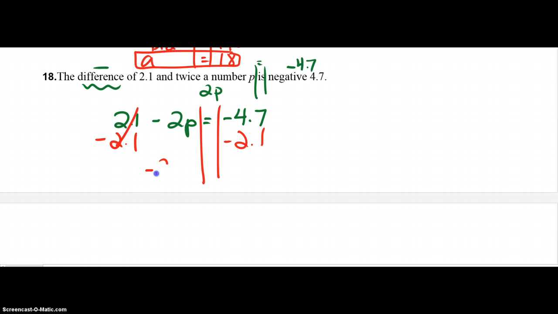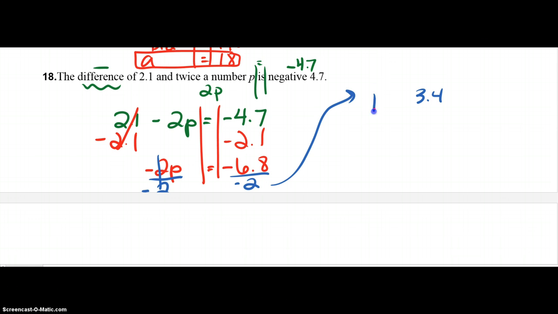And we're left with negative 2p equals negative 6.8. So we have 2 negatives here, so we can combine those together. So now we're left with negative 2p on the left side of the equal sign and negative 6.8 on the right. We need to get our p by itself, so we're going to divide the left side and the right side by negative 2. Our negative 2's cancel out on the left side. I'm going to bring this up over here. So negative 6.8 divided by negative 2 will be a positive 3.4. So we should have p equals 3.4 there.